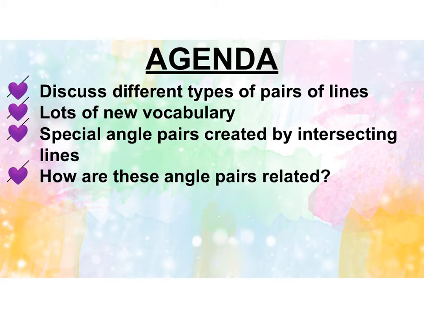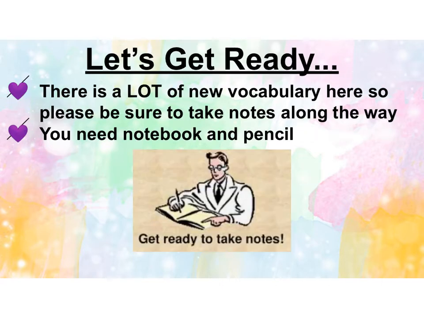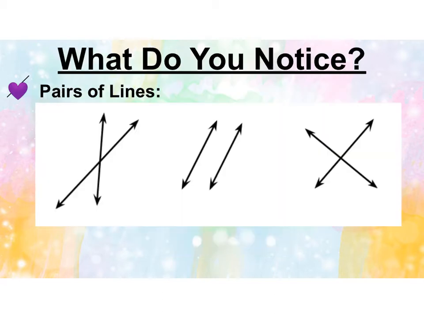On our agenda, we're going to discuss different types of pairs of lines, learn lots of new vocabulary. We'll learn about special angle pairs created by intersecting lines and how these angle pairs are related. Let's get ready. There is a lot of new vocabulary here, so please make sure you take notes along the way. You're going to need your notebook and pencil.